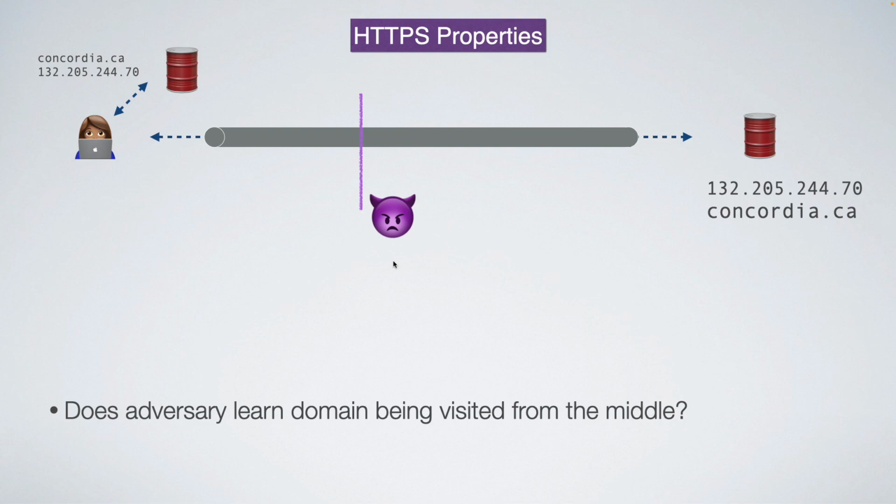Okay, but there's a simpler answer to this question. Does the adversary in the middle know that you're going to Concordia.ca? Let's avoid the DNS thing. Do they know that at least you're going to 132.205.244.70? Why? Because the destination of the packet is always there. The packet could not get to Concordia.ca if no one could tell where it's going. It's not the negotiation, so we'll assume the negotiation has already happened.